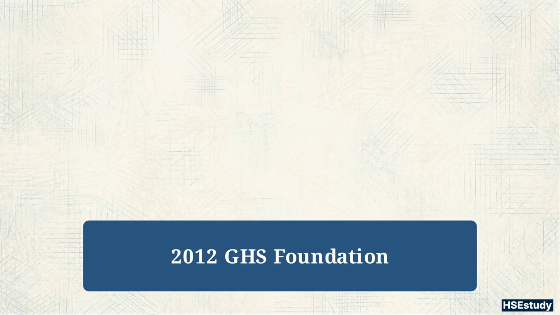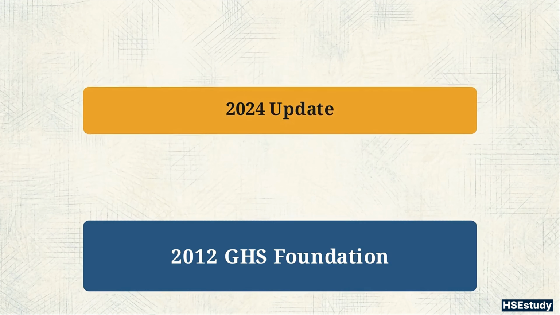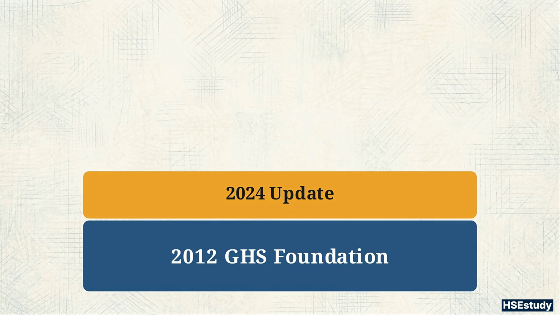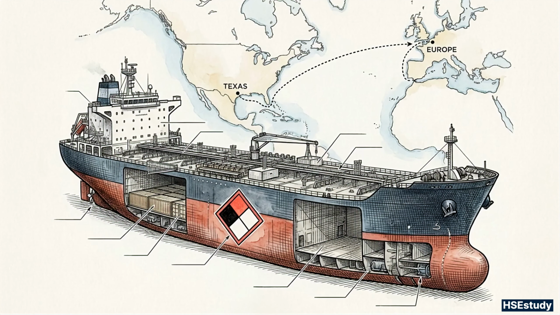Recently, OSHA released the 2024 HazCom updates. These refinements do not rewrite the 2012 foundation. Instead, they resolve specific physical frictions, updating hazard classifications for items like aerosols and flammable gases. This global alignment ensures a chemical shipped from Germany to Texas uses the same visual language, replacing inconsistent regional formats with a single comprehensible system.